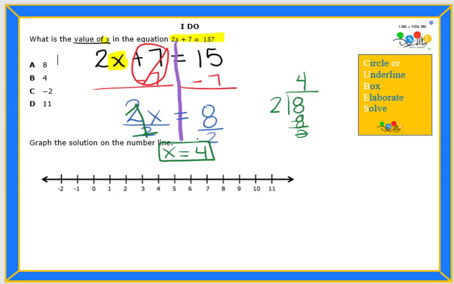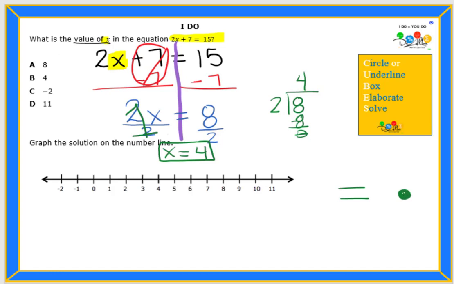Okay, so now that we have our solution, we are going to graph it on the number line. When we have the equal sign, it's saying there is only one solution. Only one solution will make this equation true. If we put any other number besides 4 in place of the x, we will not get 15. So because there is only one solution, when we have the equal sign, we represent it on a number line with a dot, and that's it. No arrows pointing in either direction.